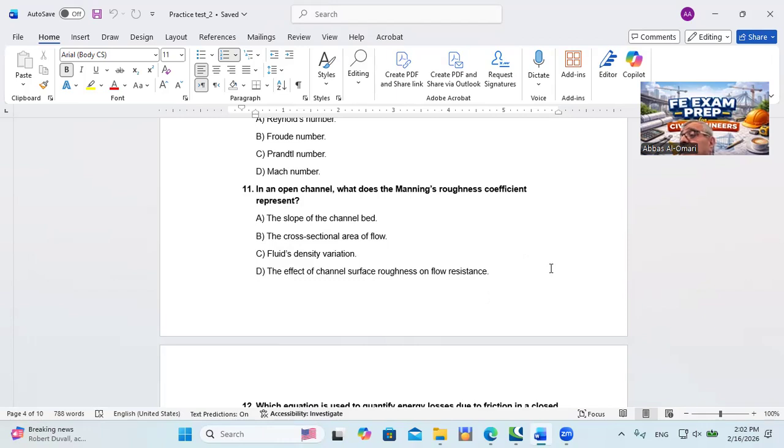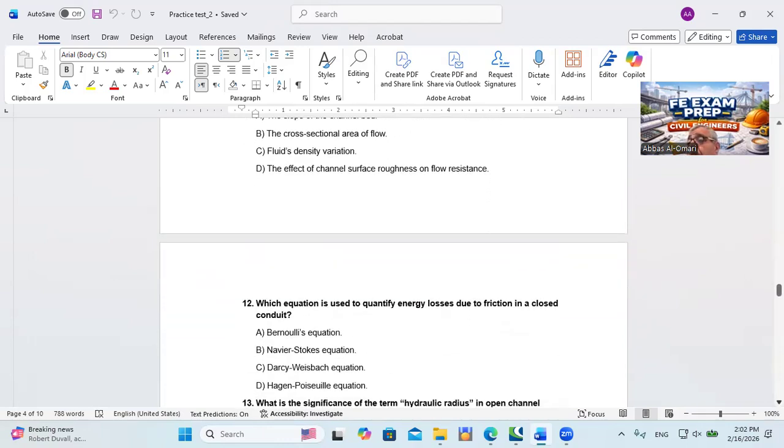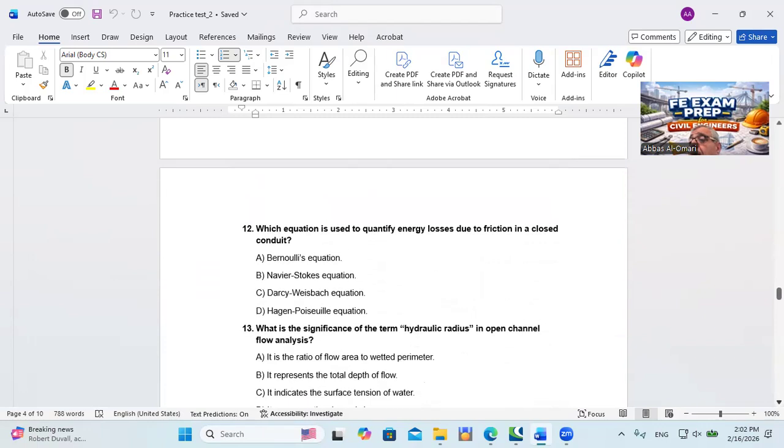So the answer is D, the effect of channel roughness on flow resistance. So the answer is D. This is the Manning's friction coefficient or channel roughness.